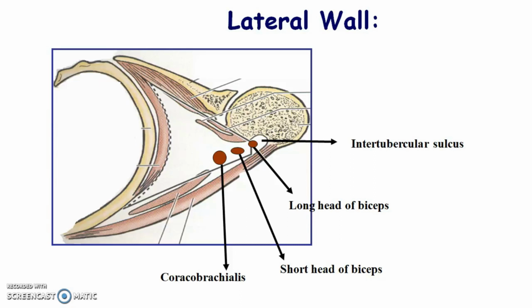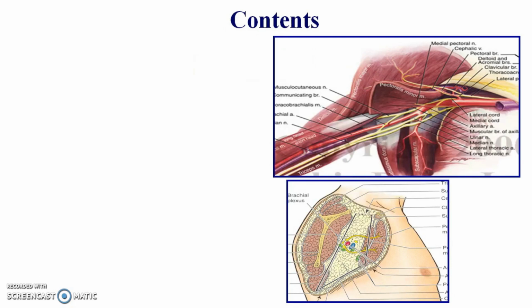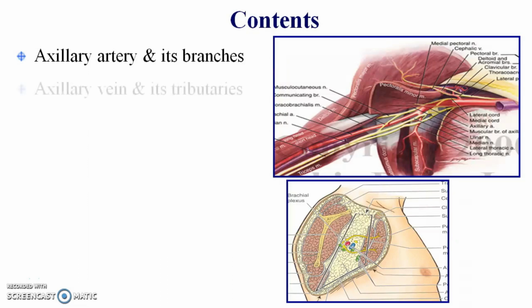Now we will move on to an important thing, that is the contents of the axilla, which is very important for your exam purpose. So talking about the contents of the axilla, we have 5 important contents seen in this axillary region. Those are, first one, we will be having the axillary artery with its branches. Then we will be having the axillary vein with its tributaries.